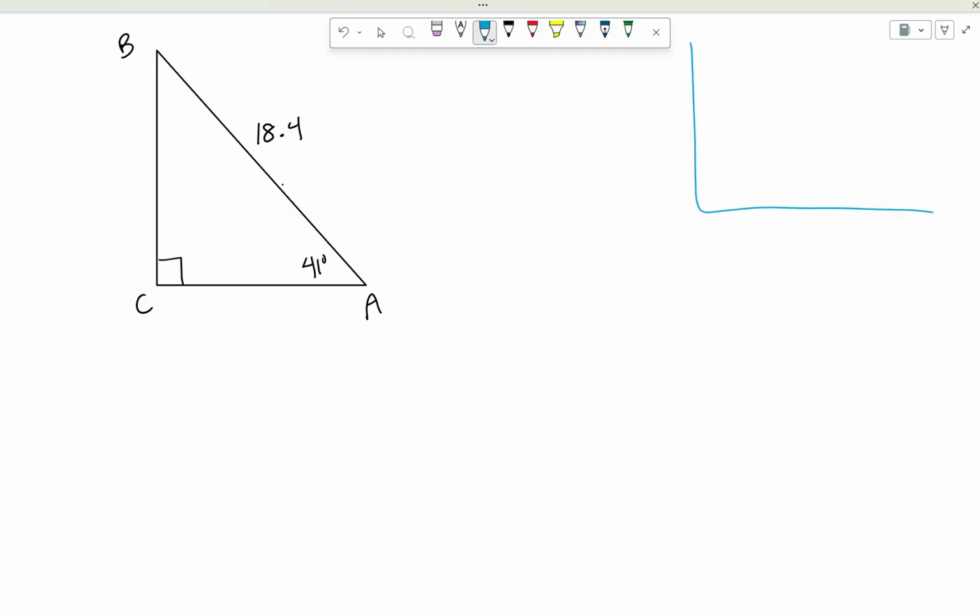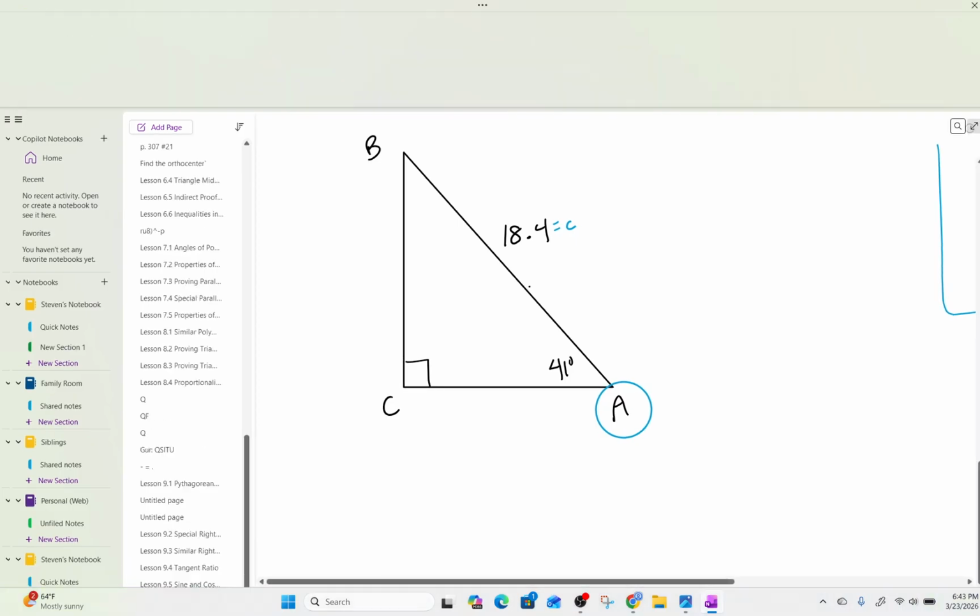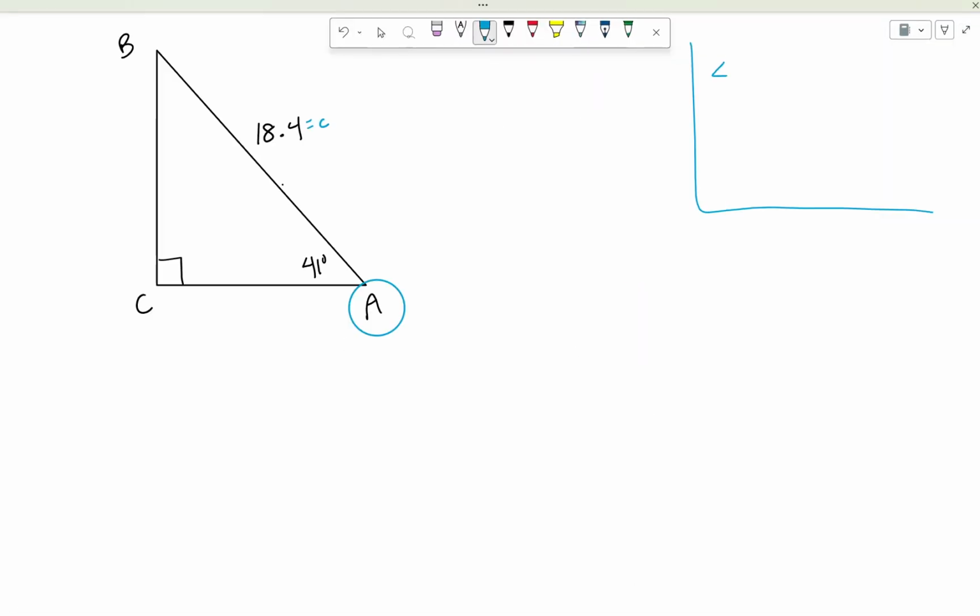So the first thing I need is my solution box. Now, what are my missing parts? Well, I have here, this is lowercase c. I have angle A. So I'm going to need to do angle B, and we'll have an approximation there. And I'm also going to need lowercase a and lowercase b.